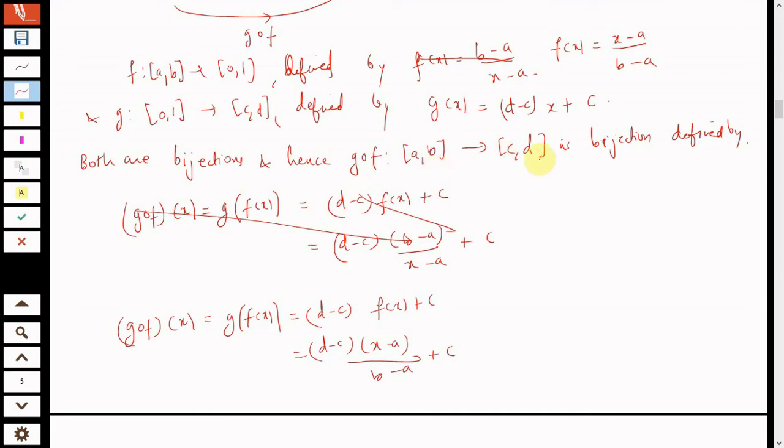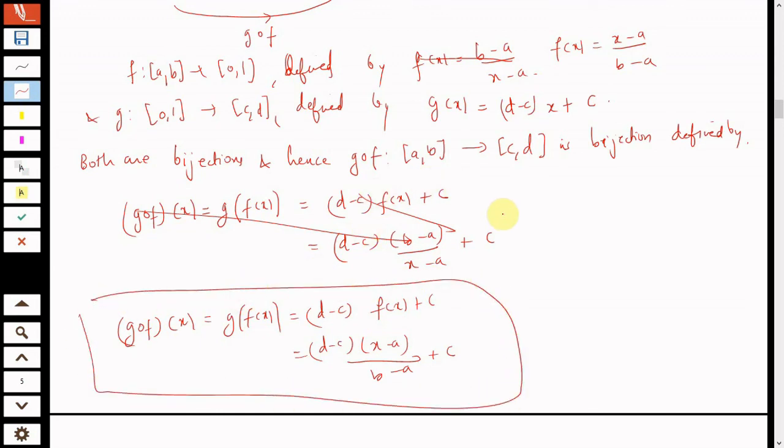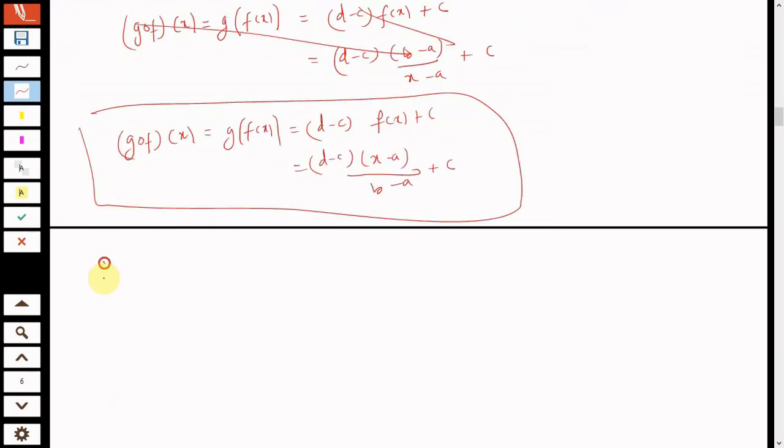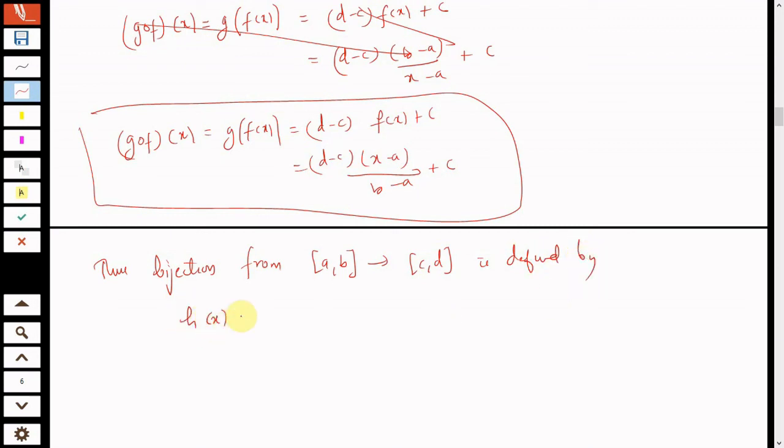A, b, c, d are any real number, so for those particular number we can define a bijection in this way. So it's necessary to know this function. So if you want a bijection from a comma b to c comma d, thus bijection from a closed interval a comma b to c comma d is defined by, I'll use the notation h of x equals d minus c into x minus a upon b minus a plus c.